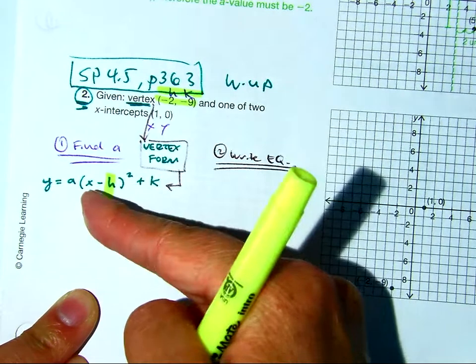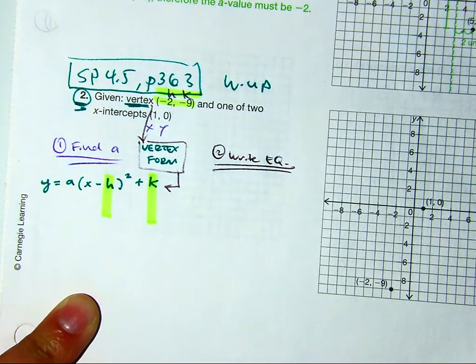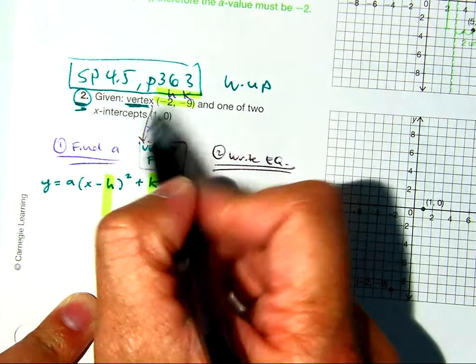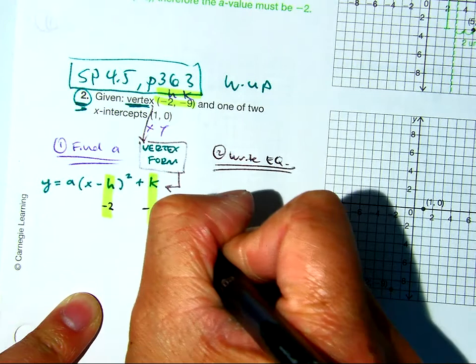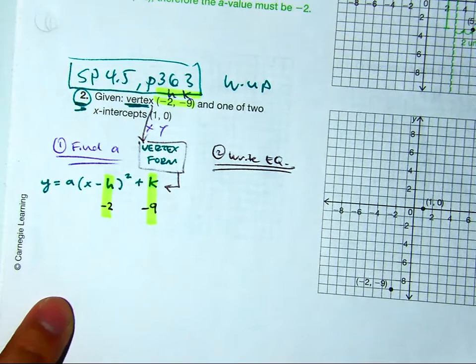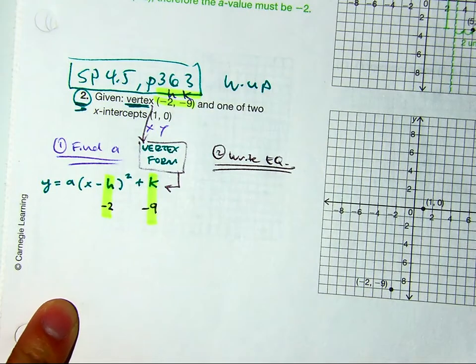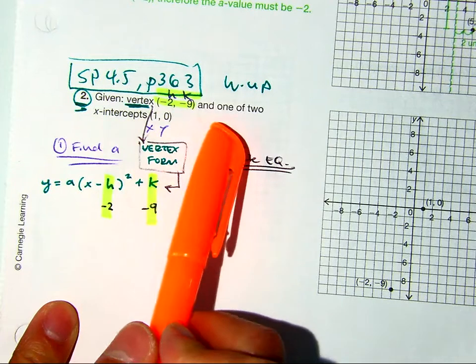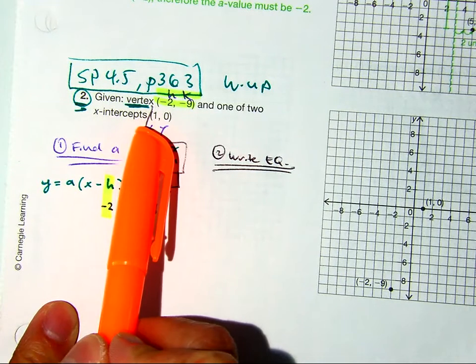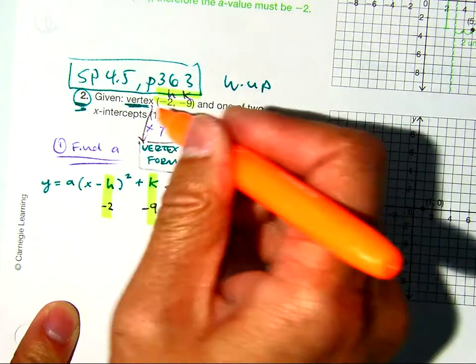Notice here I'm not highlighting the minus sign. Let's write that in. h is -2 and k is -9. Now it says one of the two x-intercepts is 1, 0. I don't technically need the second x-intercept. If you wanted it, you could also use factored form, or intercept form. I'll show that to you.